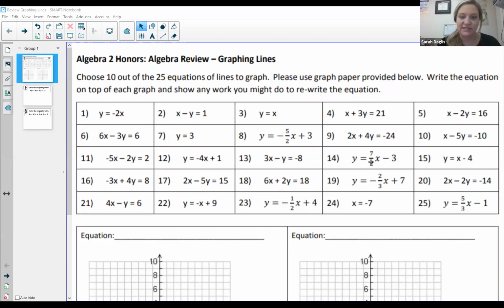Can we do the work on a separate piece of paper and take a picture and submit that? Yes, you can. Yep, just make sure, please, just try to use graph paper if you can, so it's just easier for me to read.